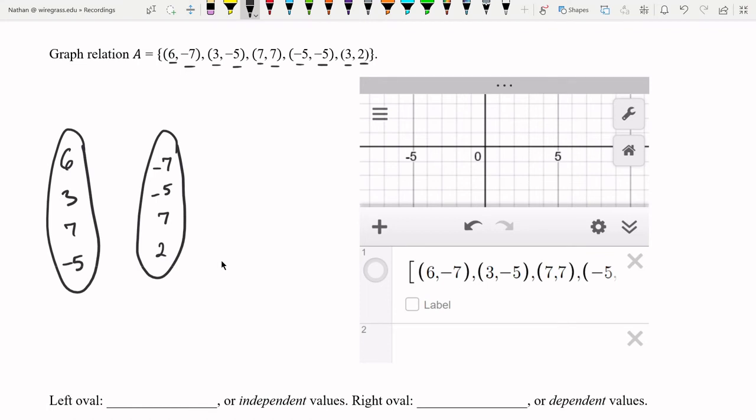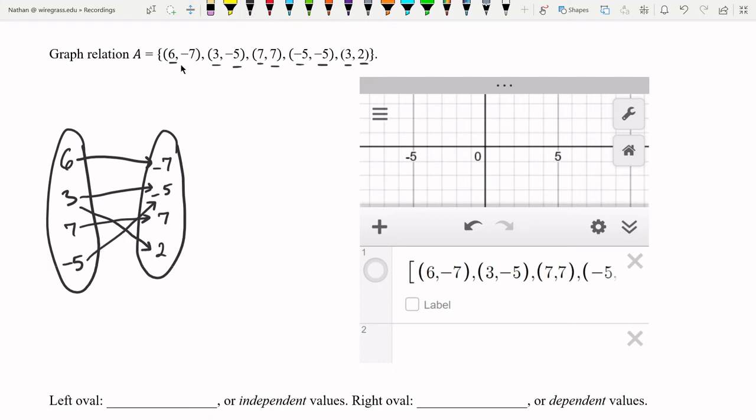And now to actually graph this relation, all I'm going to do is draw arrows showing the connection between the two numbers. So 6 goes to -7, 3 goes to -5, 7 goes to 7, -5 goes to -5, and 3 goes to 2.